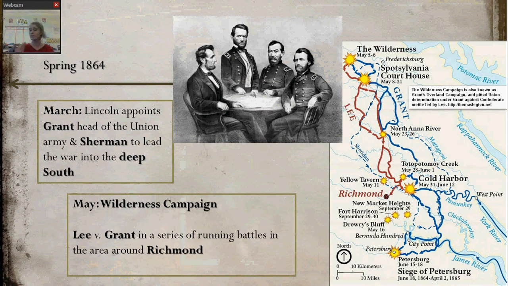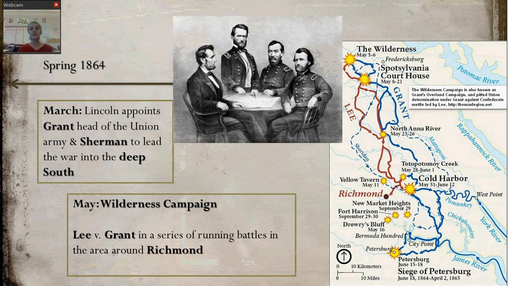I call them running battles because basically they're chasing each other throughout the wilderness, hence the name. It's around the area of Richmond. You can see there are several different battles there. This is also known as Grant's Overland Campaign. Basically, his goal is to try and run Lee down. He throws as many men as he can at Lee to make sure that Lee is totally defeated. And the Wilderness Campaign is a victory for the Union, for Grant, okay?